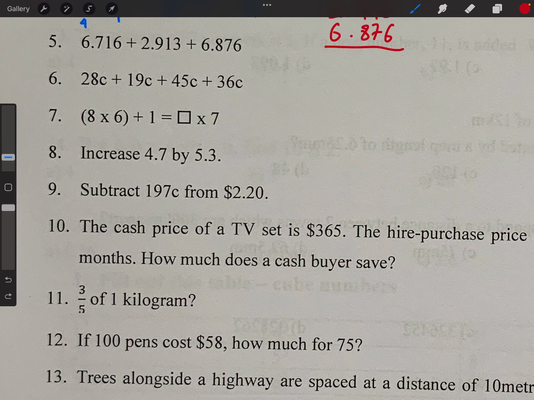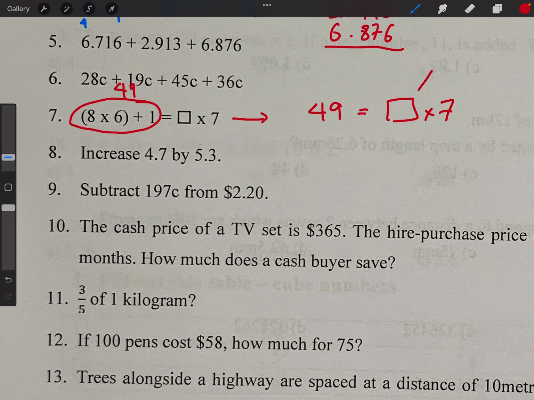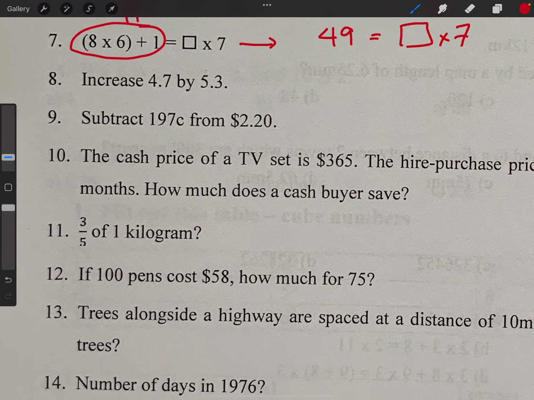Question 8. This is comparing. So let's work out what this number is, and then we can compare it to this one. This one is BODMAS. You're going to have to do 8 times 6. 6 times 8 is 48, plus 1 is 49. So that means this whole thing is 49. Now the question is, 49 is equal to something times 7. Can you figure out what the something is? What times 7 gives me 49? I'm sure you can figure that one out.